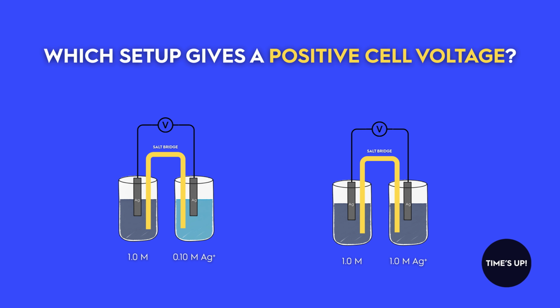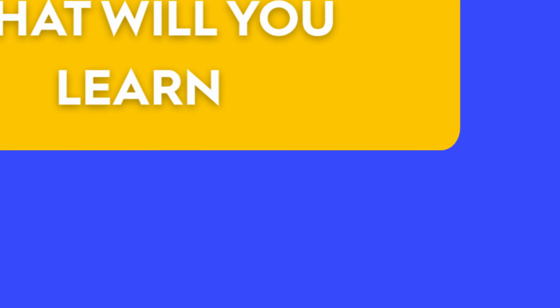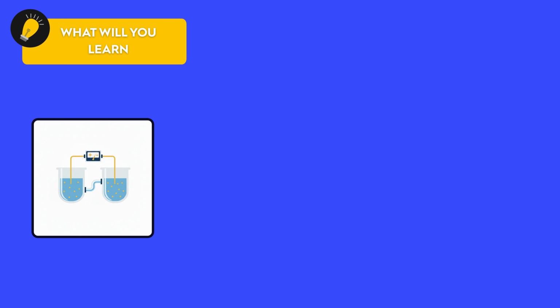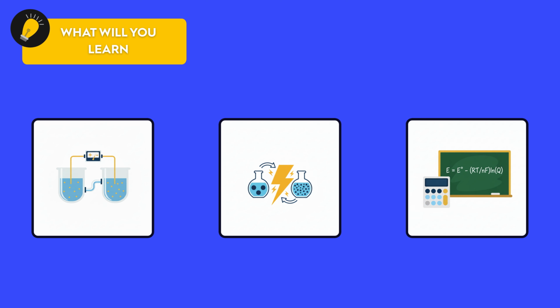The answer? The one that uses different silver ion concentrations. In this video, you'll learn what a concentration cell is, how concentration shifts affect voltage, and how to calculate it with the Nernst equation, plus quick examples and pitfalls to avoid.